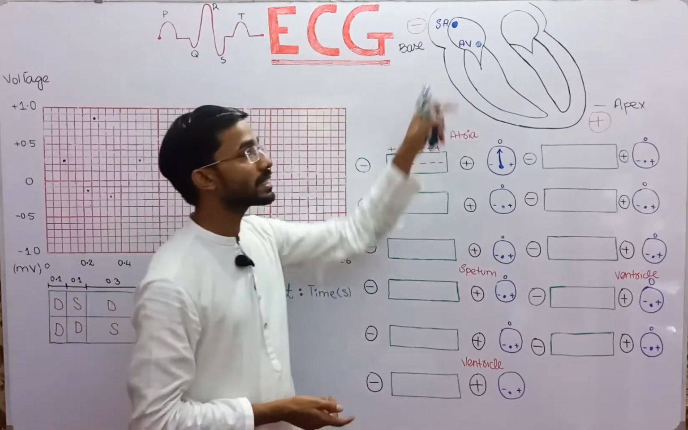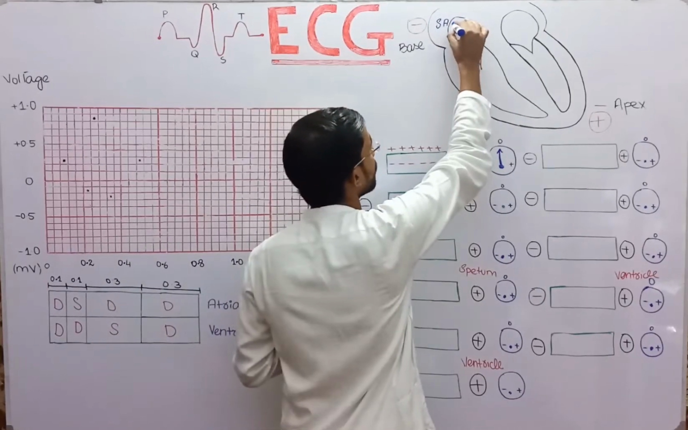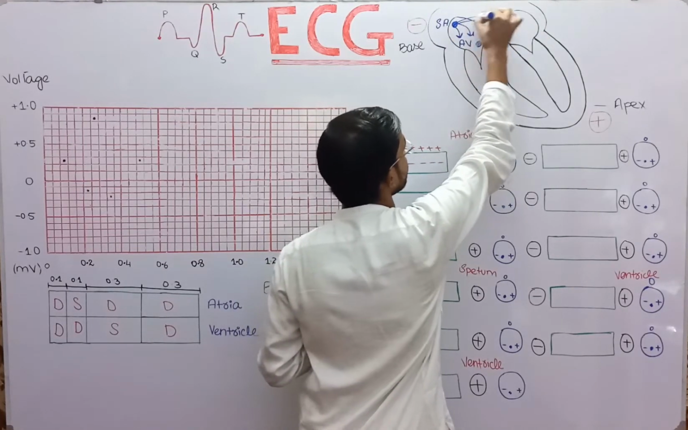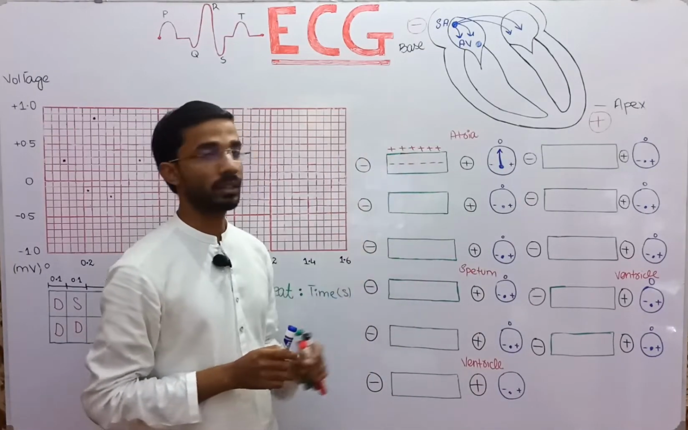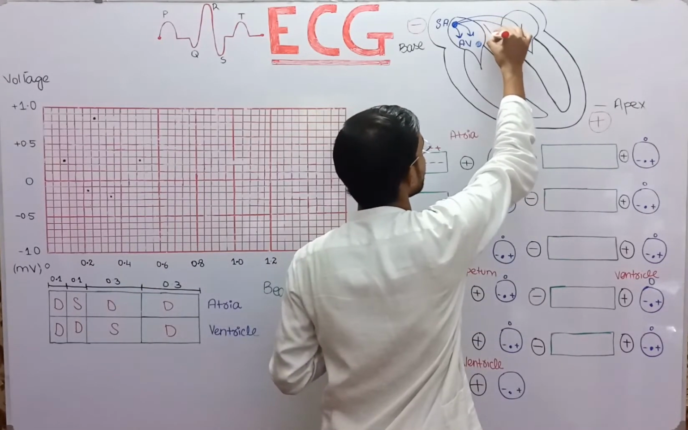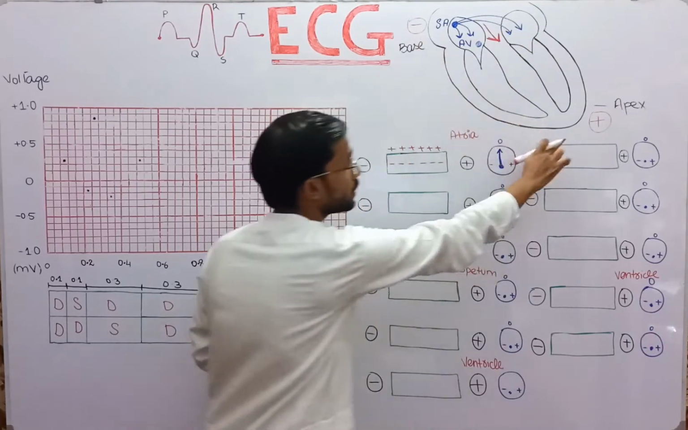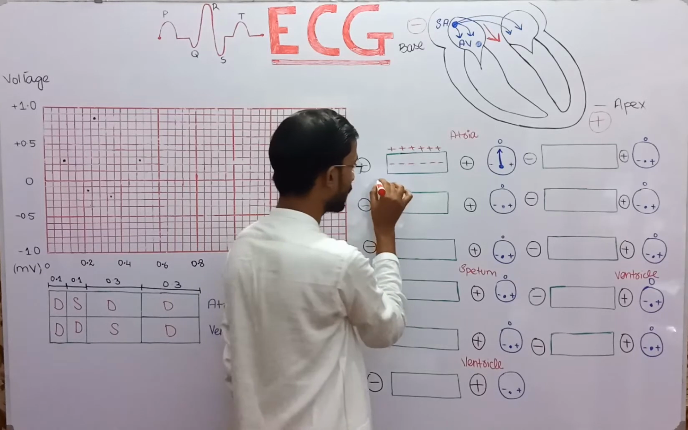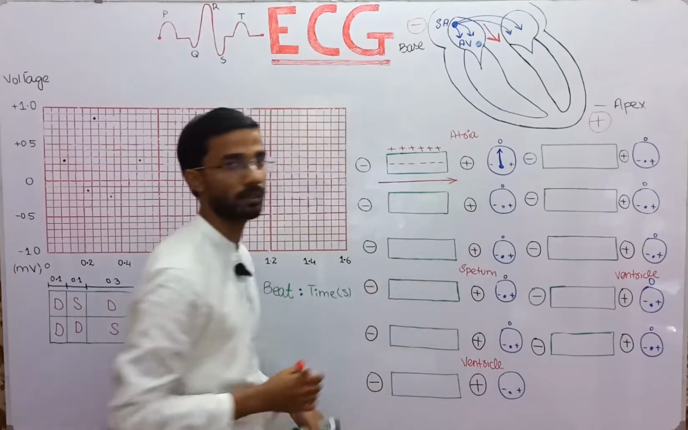Next, the SA node sends a signal to the atria. Here you can see the SA node sends a signal to the atria, and you can plot a vector in this direction. Here you can see, in what direction? From negative to the positive direction. If I write it here, from negative to the positive direction a vector will be plotted.